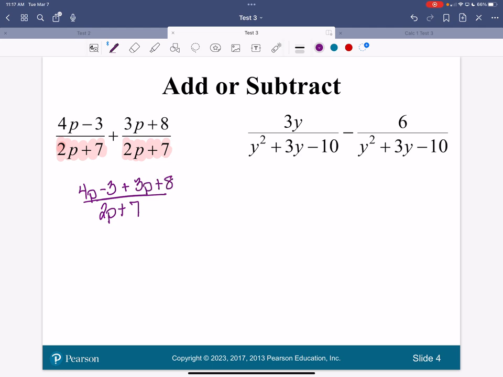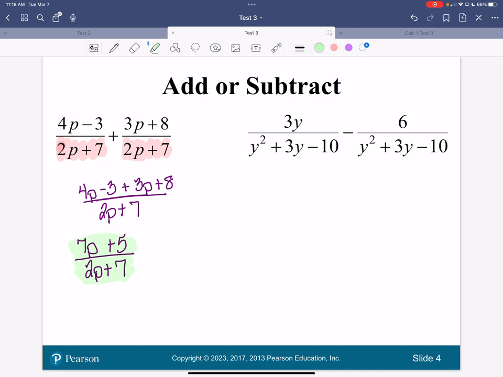Now I can combine like terms. I have 4p and 3p. What's 4p plus 3p? 7p. Then I have negative 3 and positive 8. Then I keep my denominator the same. I do not do anything with my denominator. I keep it the same. And you always pause, like, can I simplify anything further? And I can't, so this is my final answer right here.